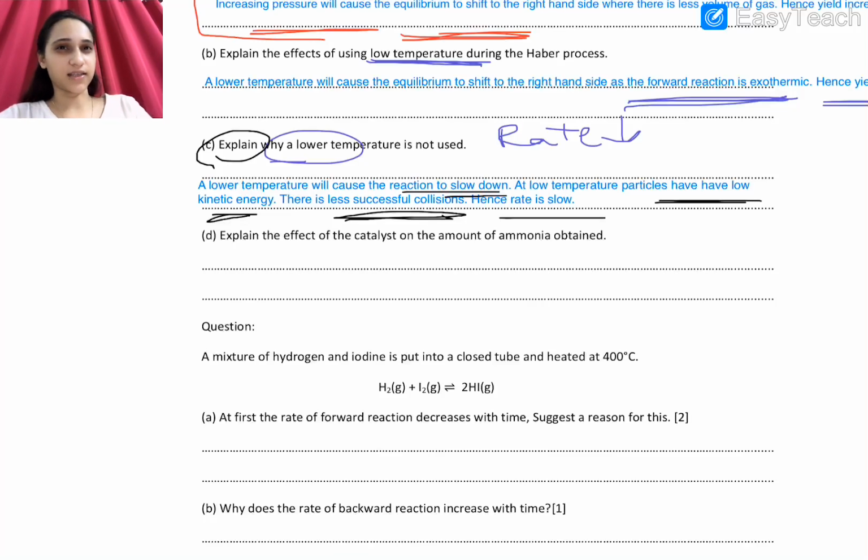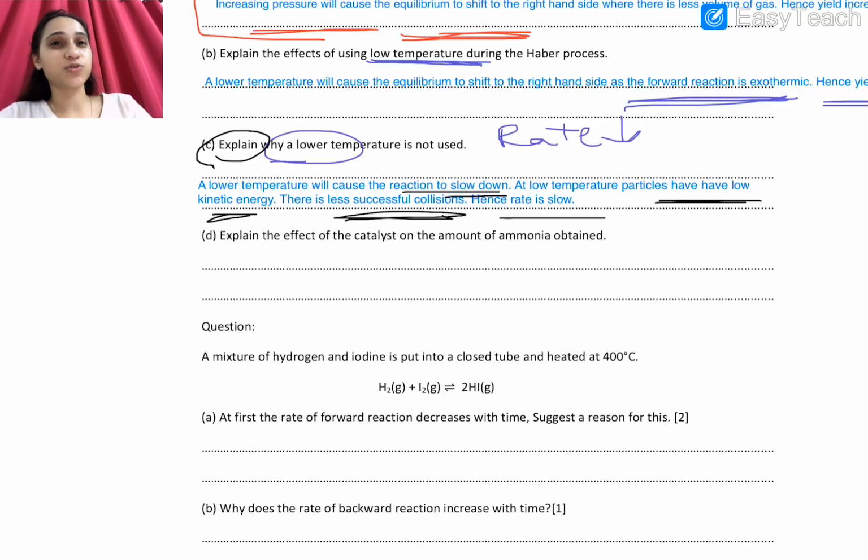So what is a catalyst actually? A catalyst is a substance that speeds up a reaction without itself being used up. So it just speeds up the reaction. It does not increase the amount of product. So it's just going to increase the speed of reaction. So it increases the rate, but it does not affect the yield.